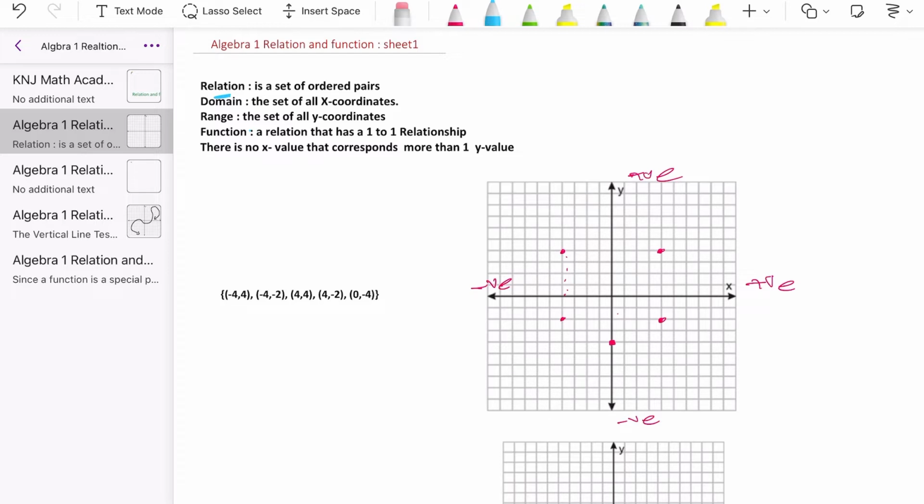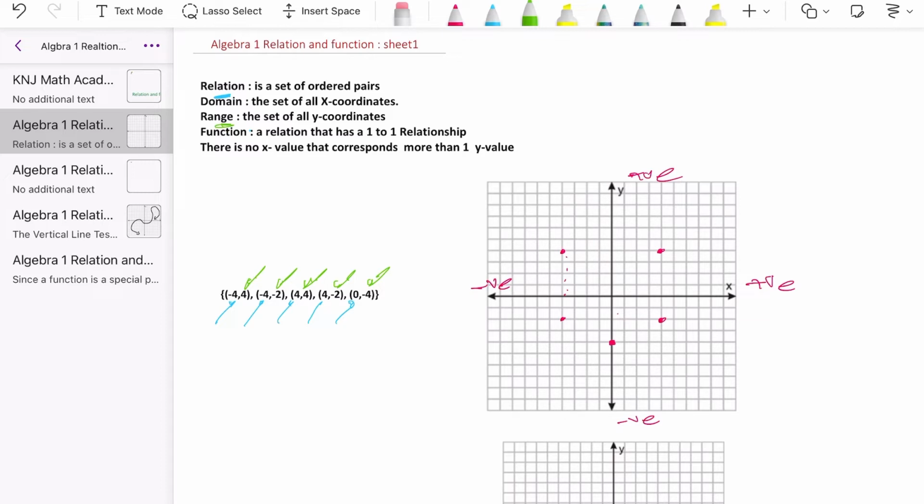The next definition will be the domain. Domain is the set of all x coordinates. It means all of these values for x coordinates. I have minus 4, minus 4, 4, 4, and 0. The range is a set of all y coordinates, so that's all y values here in green. 4 minus 2, 4 minus 2, minus 4.